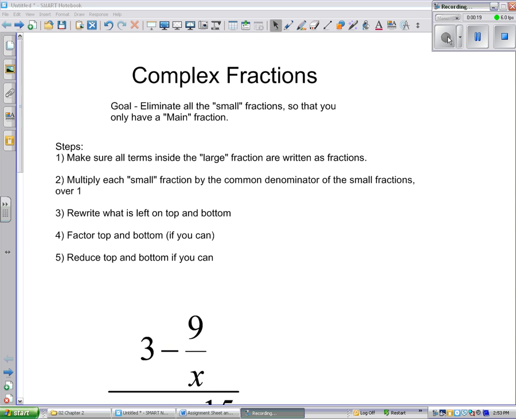The steps are: we're going to make sure all the terms inside the large fraction are written as fractions, multiply each small fraction by the common denominator of the small fractions over 1, rewrite what is left on top and bottom, factor the top and bottom if you can, and reduce the top and bottom if you can.